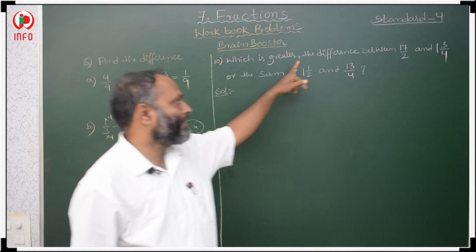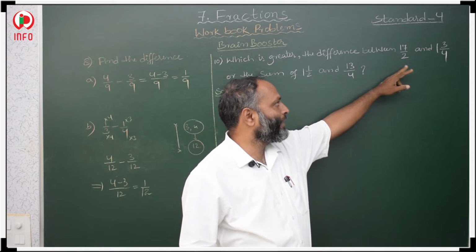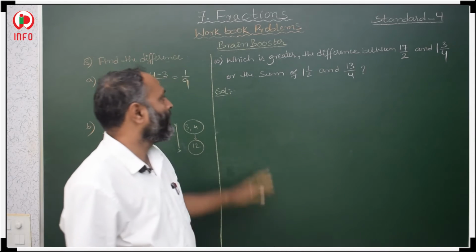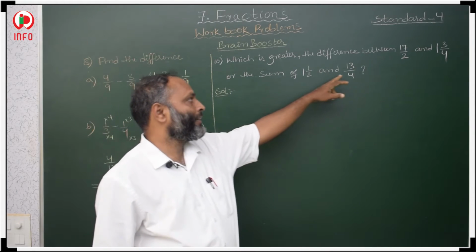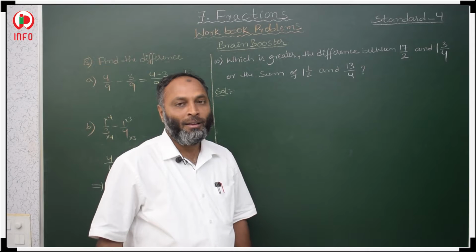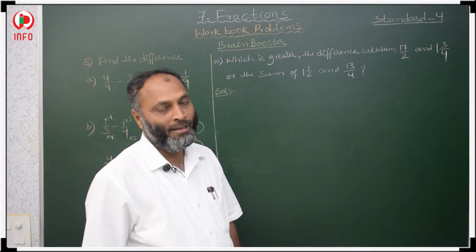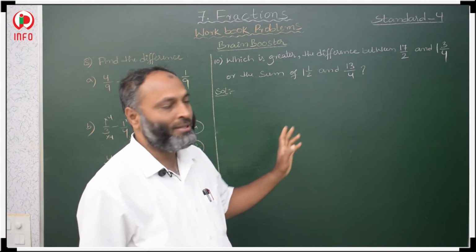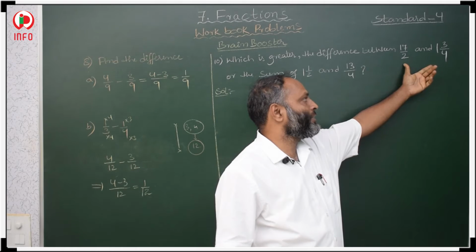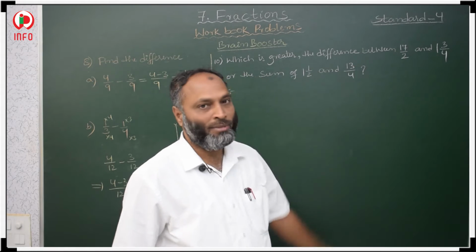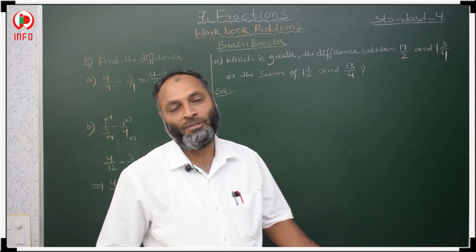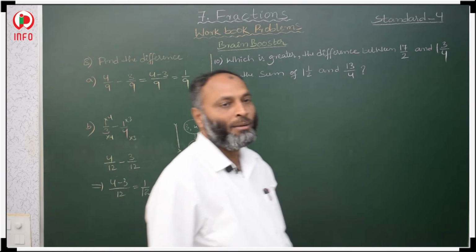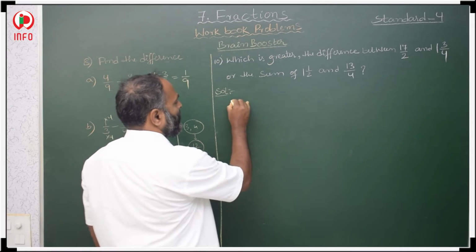Which is greater: the difference between 17 by 2 and 1 3 by 4, or the sum of 1 by 2 and 13 by 4? So here we have to find the greater number among these two. We have to find the difference of two numbers and the sum of these two numbers, and after that we have to decide which one is bigger.